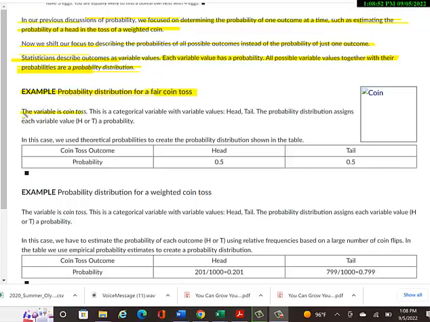The variable is coin toss. This is a categorical variable with variable values, heads, tails. The probability distribution assigns each variable value, H or T, a probability. In this case, we use theoretical probabilities to create the probability distribution shown in the table. So here's our table. The coin toss outcome would be either heads or tails. The probability of each, since it's supposed to be a fair coin, is 0.5 for each.